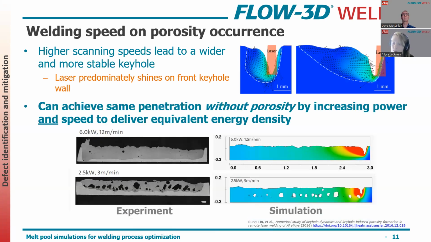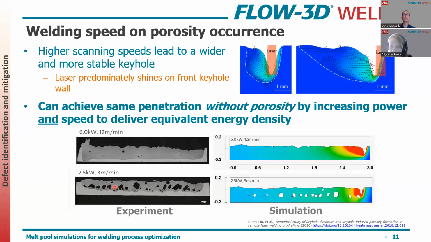So what they found was that just by increasing the speed and then correspondingly increasing the power so that they delivered the same level of energy, they were able to get rid of that porosity.